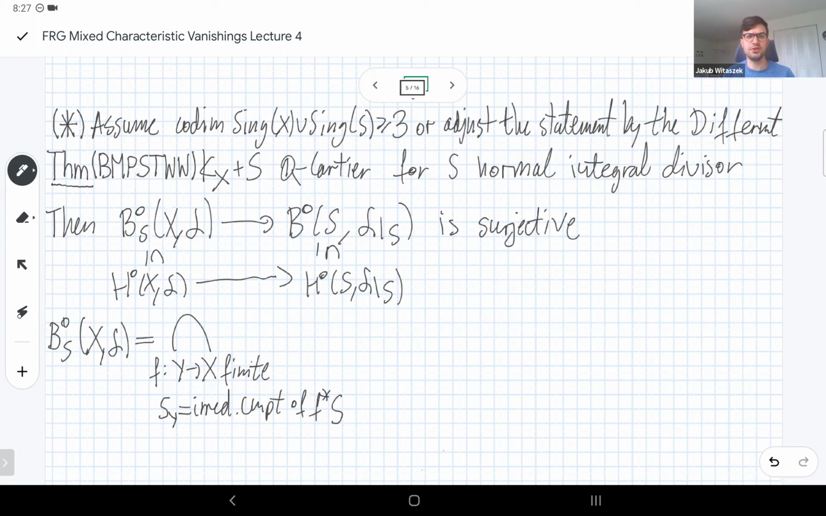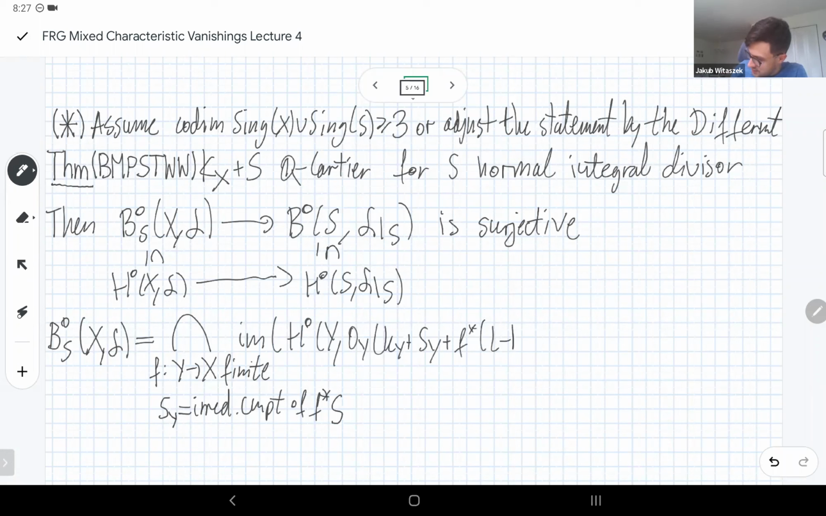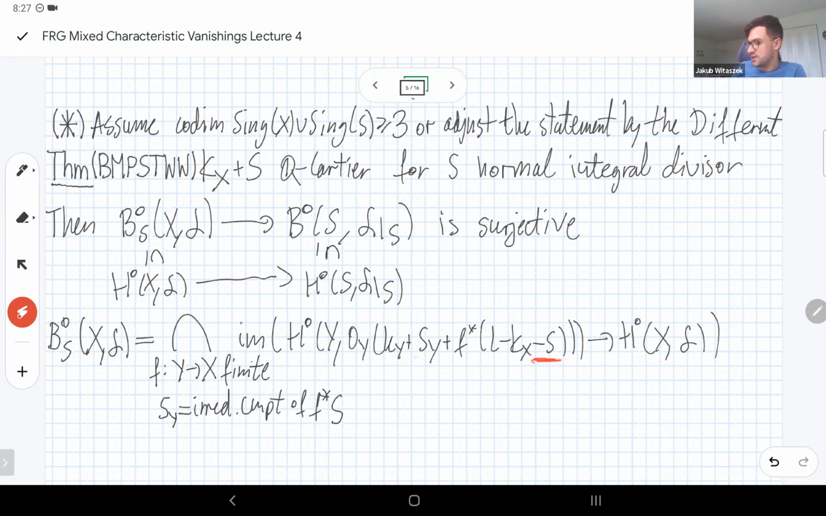Maybe I should also say, which I have not done yet, that when I pick finite covers, I always pick them in a fixed algebraic closure of the fraction field of X. Okay, so now I'm taking the image. So it's completely analogous to the previous definition of B0. I'm taking the image of H0(Y, O_Y(K_Y + S_Y + the pullback of L - K_X - S)), and mapping it into H0(X, L). So you see that I added this minus S here and plus S_Y here. And it's easy to see that this is contained in B0(X, L).